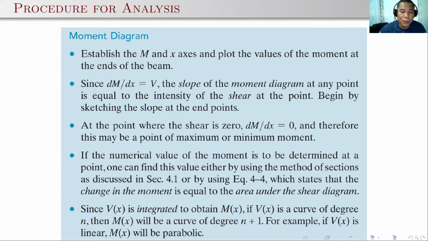If the numerical value of the moment is to be determined at a point, one can find this value either by using the method of sections or the equation that we have stated earlier, that is, the change in the moment is equal to the area under the shear diagram. Since the shear is integrated to obtain the moment, if the shear is a curve of degree n, then the moment will be a curve of degree n plus 1. Again, we will just add 1 for the degree of the curve from shear to moment. So for example, if your shear is linear, then your moment M will be parabolic.